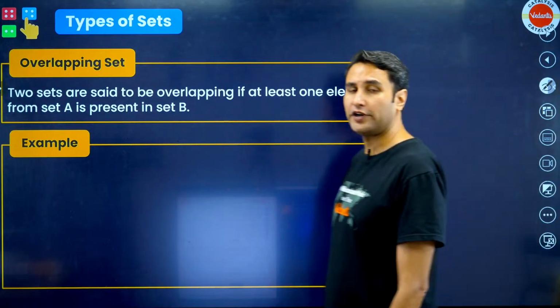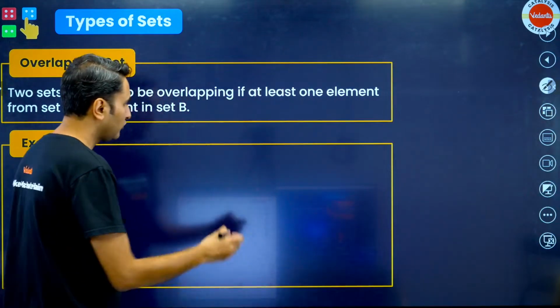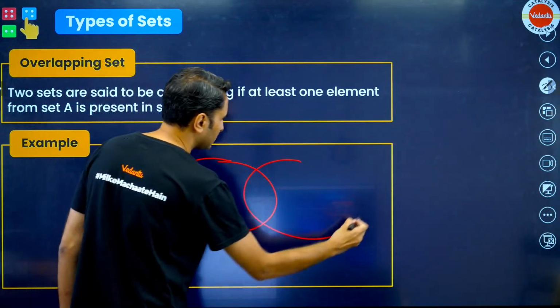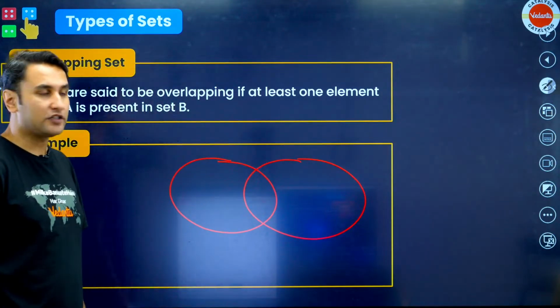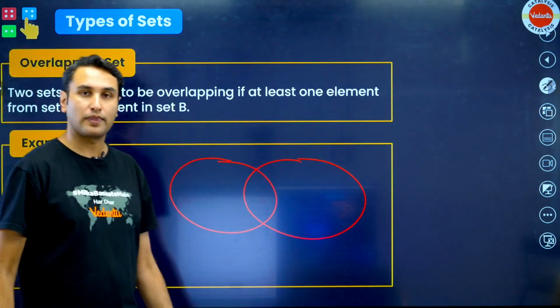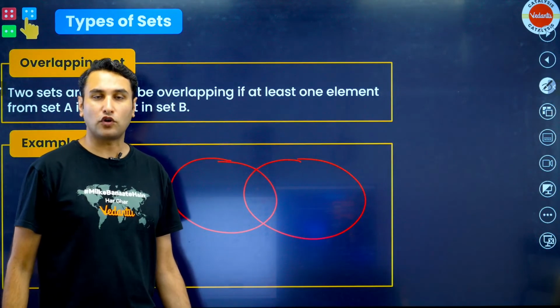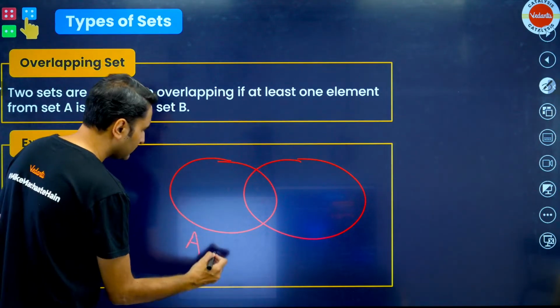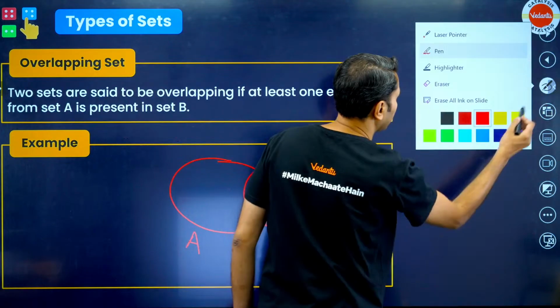Overlapping sets, pretty simple. You can visualize it. For example, a set this and a set this. If there are elements common between these two, we will call them overlapping sets. For example, there is a set A. So let me write it in this white.